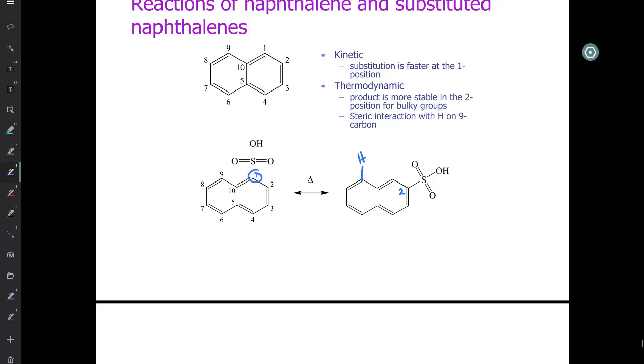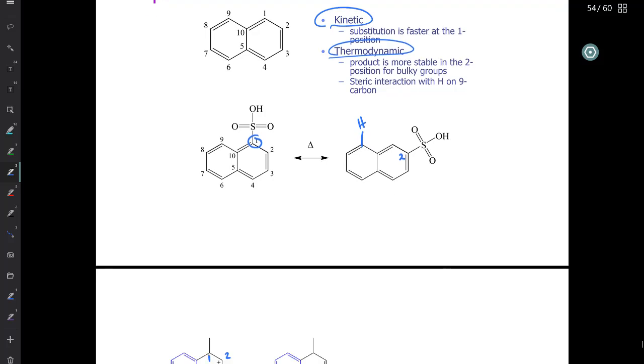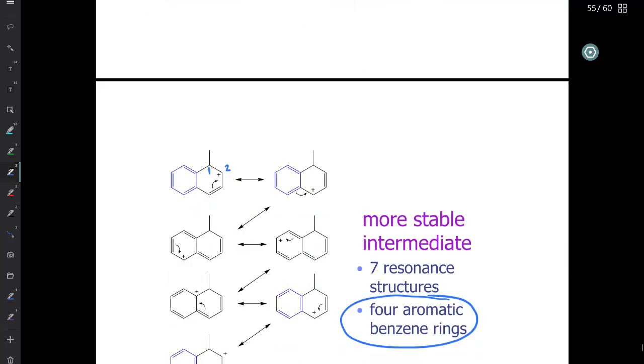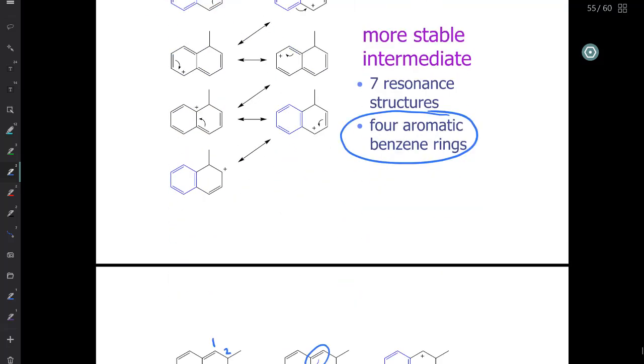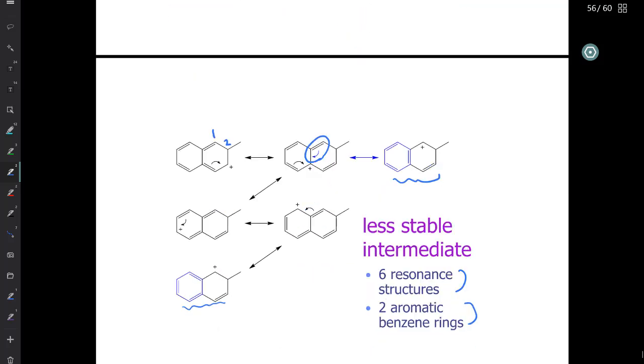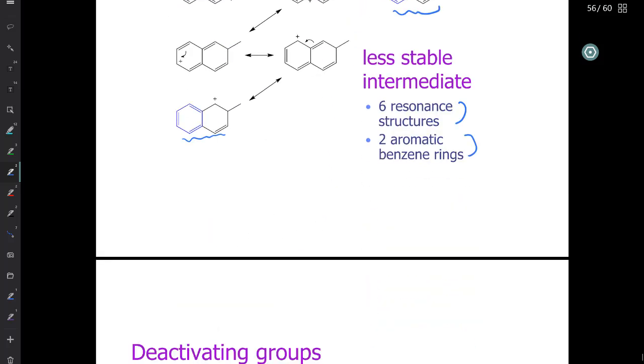Now, again, going back up here, all right, the summary: the kinetic is addition into the 1 position. The thermodynamic is the addition into the 2 position. If you have a substituent on the ring, right, then you have to think about for the second substituent whether or not that first substituent is activating or deactivating.